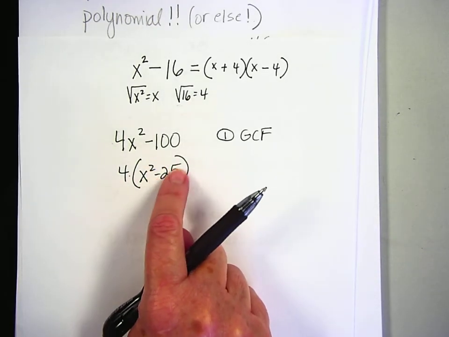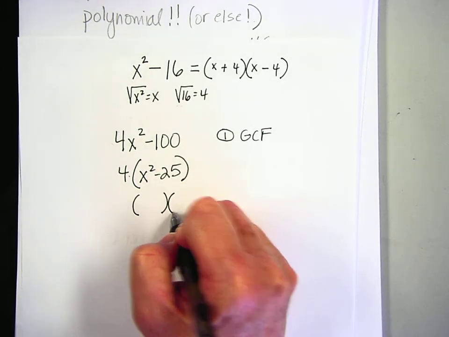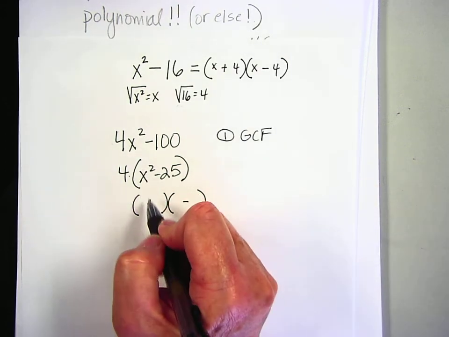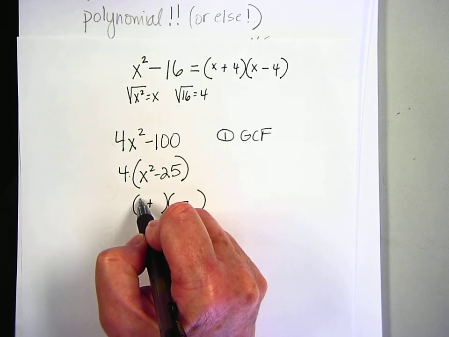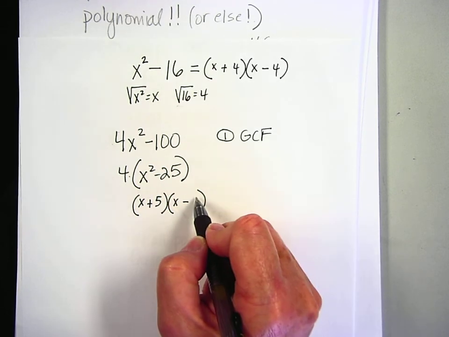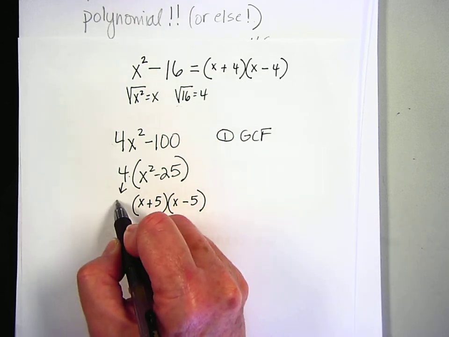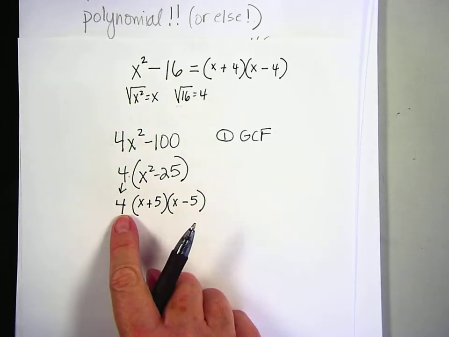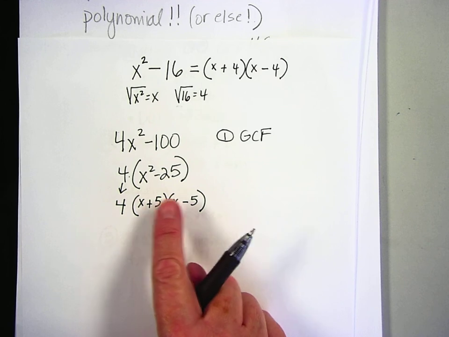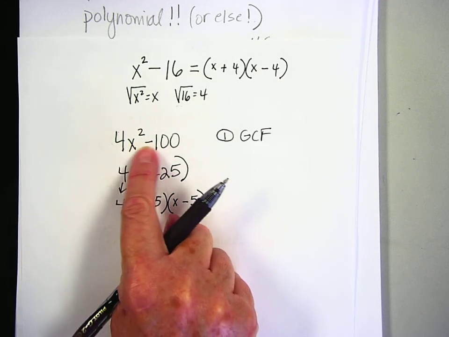This is still the difference of two squares. So I factor that using sum and difference. The square root of x squared is x. The square root of 25 is 5. Don't forget that that GCF you pulled out is still part of the complete factorization and part of a correct answer. If I multiply this times this, I'm going to get that. And if I multiply that times 4, I'm going to get my original expression.